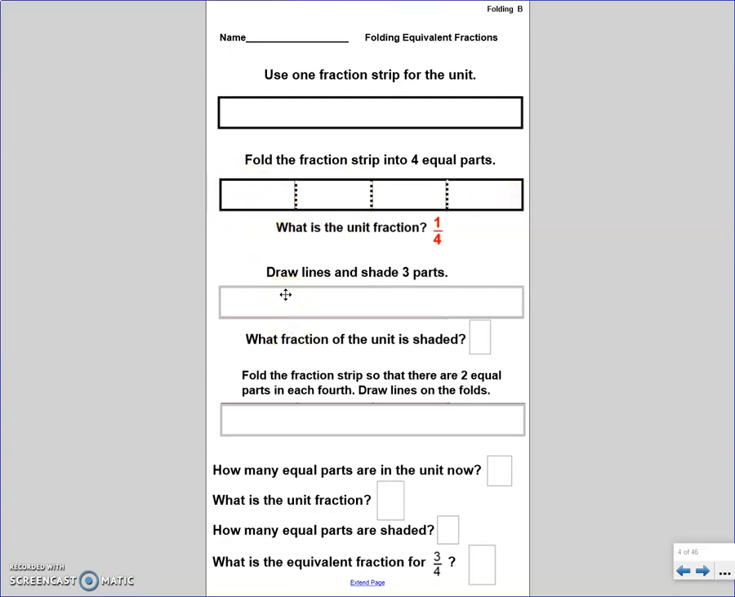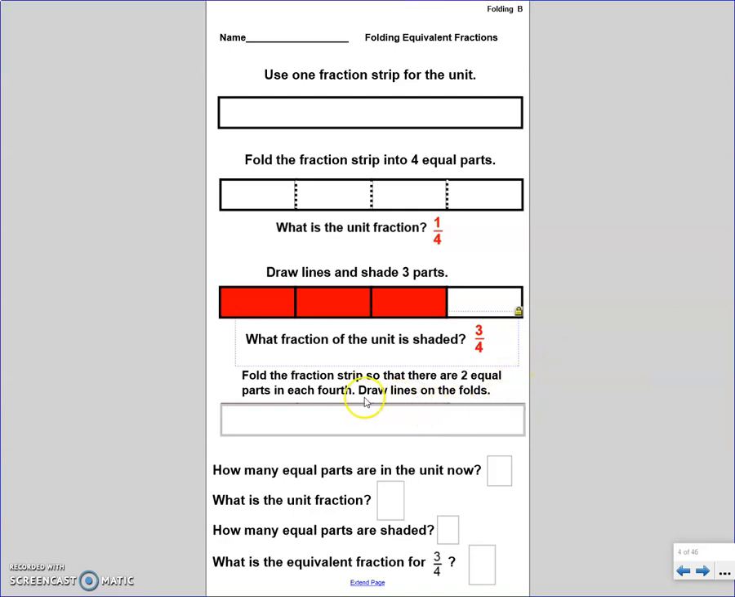Now we're going to take this fraction strip and break it into 4 equal parts. Here you can see, now we're taking that same number line with 4 parts and shading 3 of the parts. What fraction is shaded on this strip? You're right, when 3 of the 1/4 parts are shaded, the fraction is 3/4.